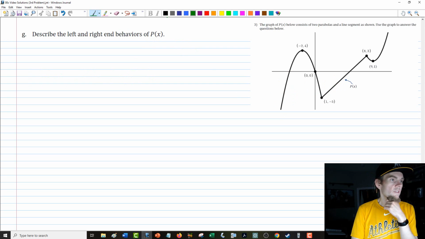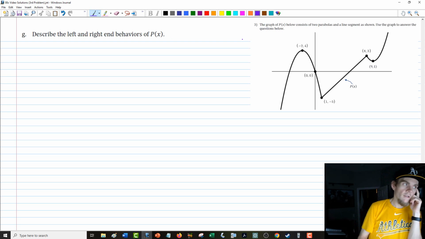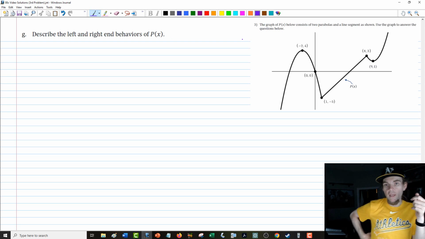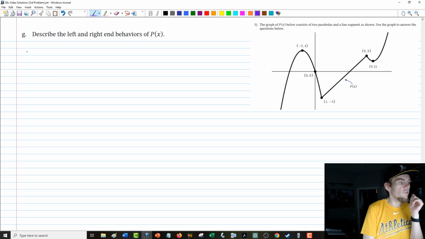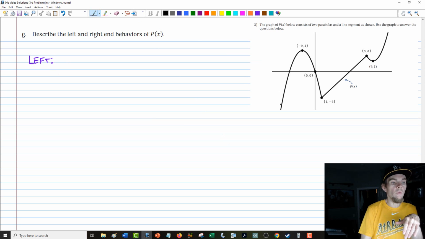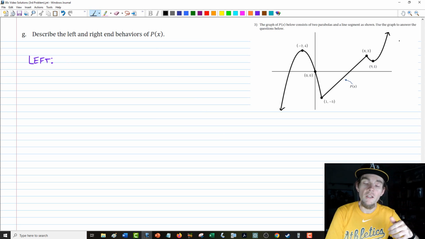Next we got G. I think this is the second to last problem we're going to look at. Is that true? Yep, second to last problem we're going to look at. Next we want the left and right end behaviors. So first it's just worth reminding you what that looks like. The left end behavior, which is a description of what the graph is doing as you move all the way to the left or all the way to the right, basically as you go towards x equals infinity or negative infinity.